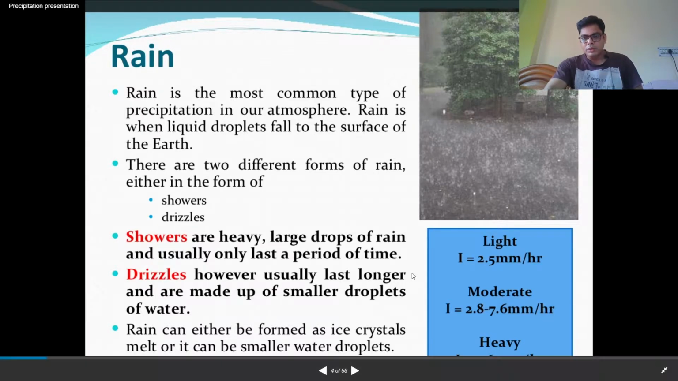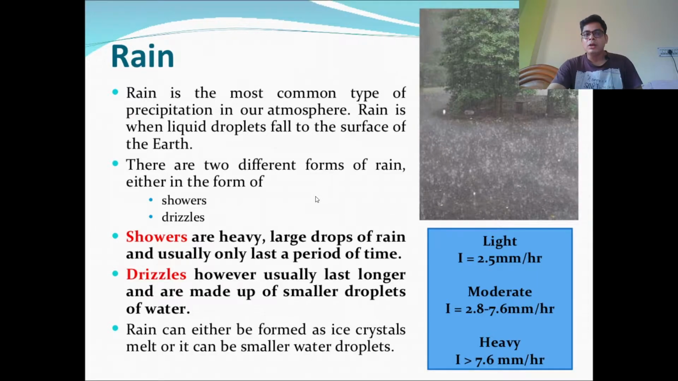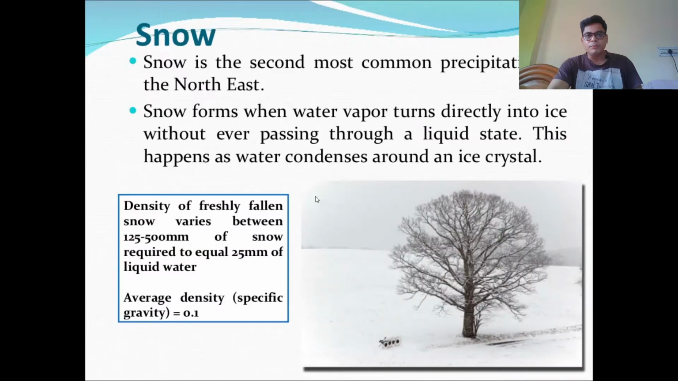You can see light rainfall and moderate rainfall, given in millimeters per hour. Rain is the most common type of precipitation, and it forms either from ice crystals or in the form of droplets. So this thing we have to memorize.